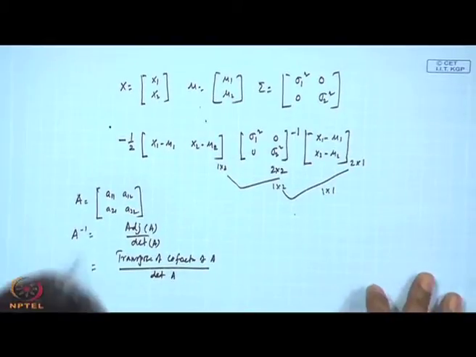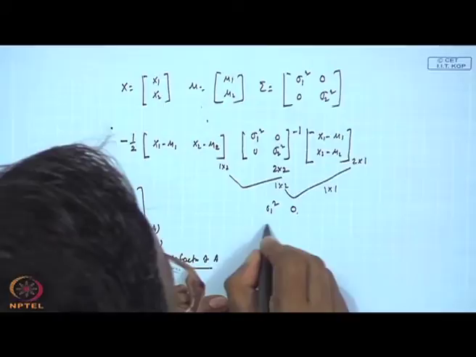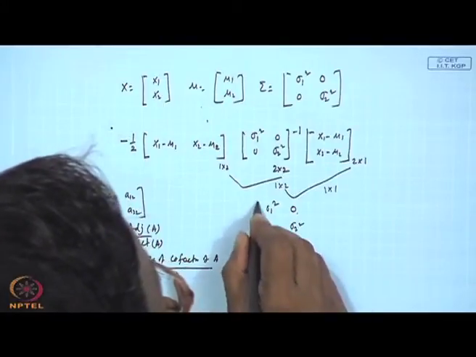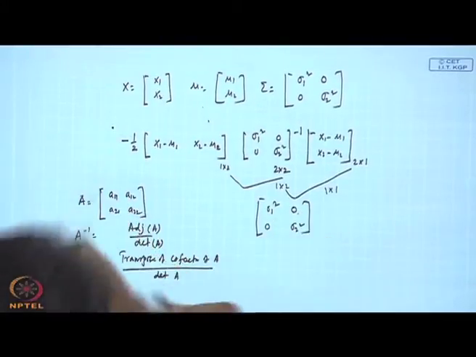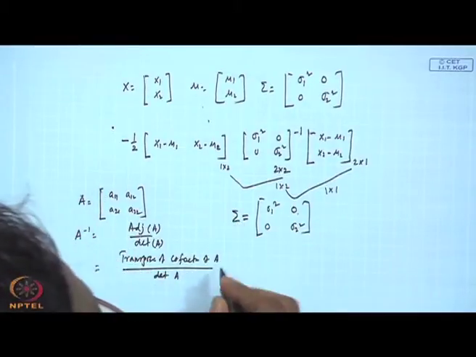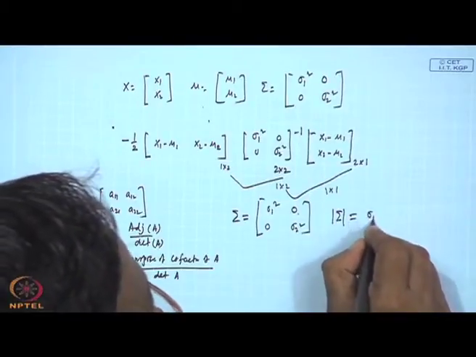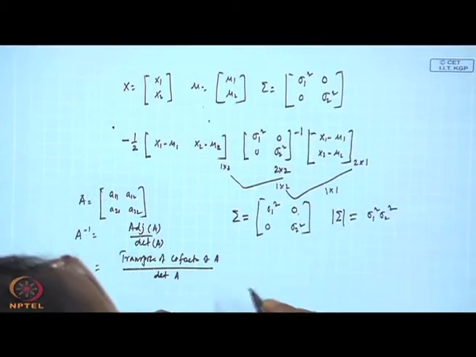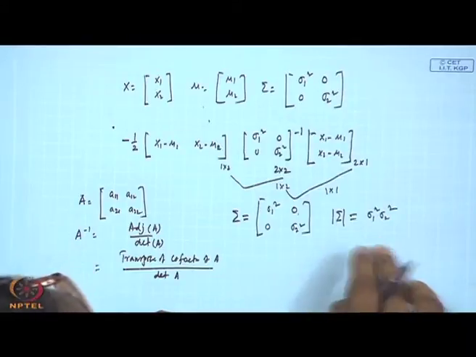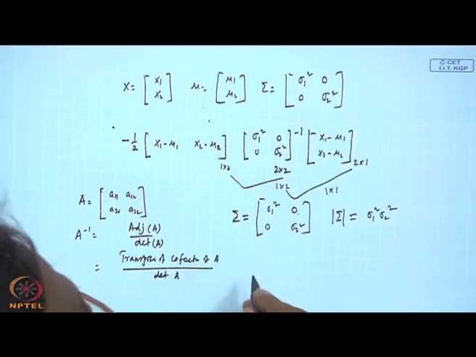So if this is the case, our A is nothing but this one, sigma 1 square 0 0 sigma 2 square, that is our sigma. Now the determinant, we have already seen, is sigma 1 square and sigma 2 square multiplied by these two. Now what will be the cofactor of this?